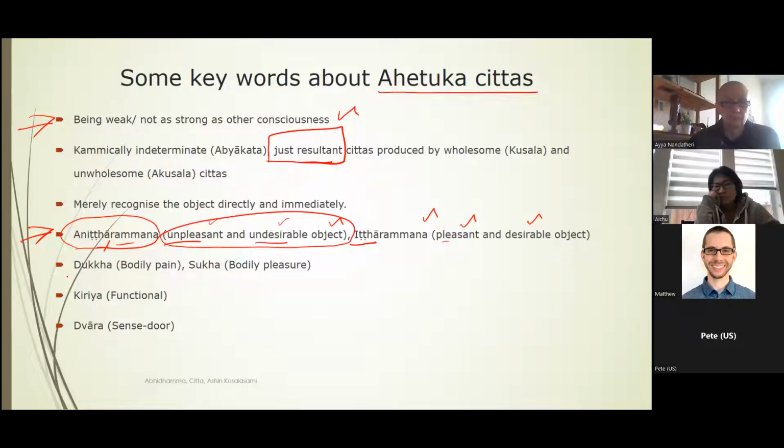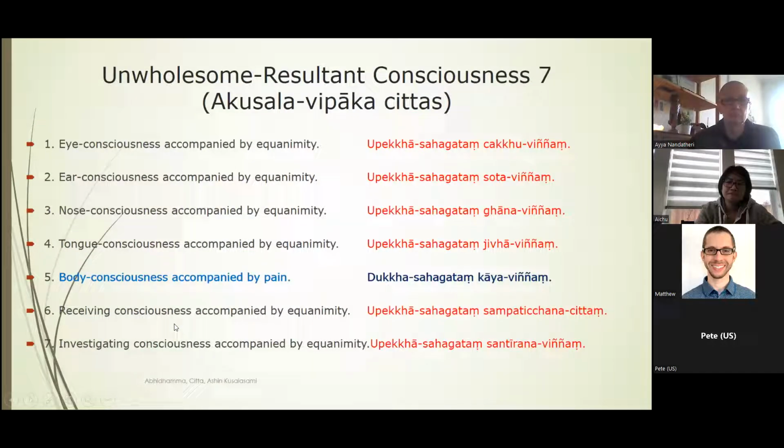And next, dukkha. Most Buddhist people already know dukkha. Dukkha is bodily pain, and sukha is bodily pleasure. Kiriya means functional, and dvara means sense door. Okay, this is just the introduction, and let me go to the 18 Chetas. The first group, unwholesome resultant consciousness, is seven. Akusala Vipaka Cheta: kusala means wholesome, akusala means unwholesome, vipaka means resultant, cheta is consciousness. So there are seven kinds of chetas.